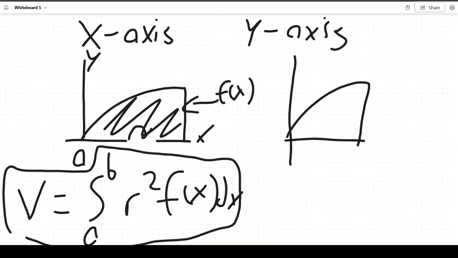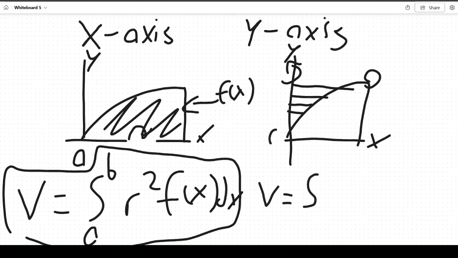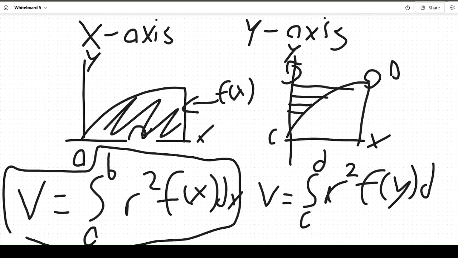Now for the y function, or the y-axis, we would be rotating around the y-axis, and the radius would be from this point to the y-axis, or from the function to the y-axis. So the equation for this would be volume equals the integral from c to d of pi r squared, f of y, dy, because it's in terms of y.